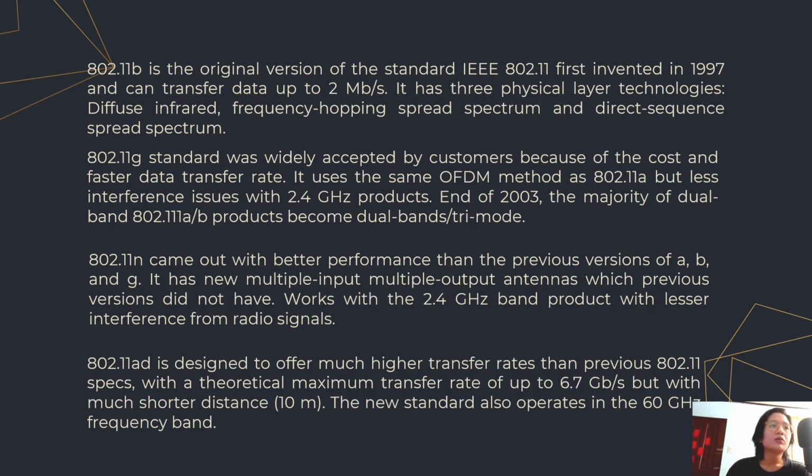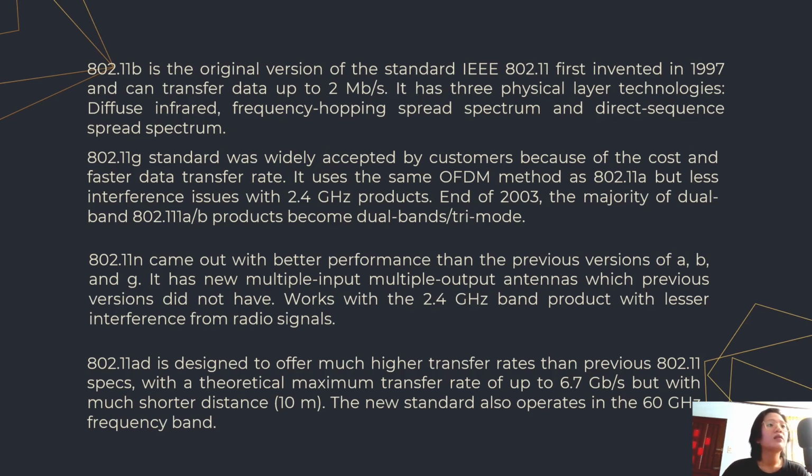So 802.11b is the original version of the standard IEEE 802.11, first invented in 1997 and can transfer data up to 2 Mbps. It has 3 physical layer technologies, which are diffuse infrared, frequency hopping spread spectrum, and direct sequence spread spectrum.